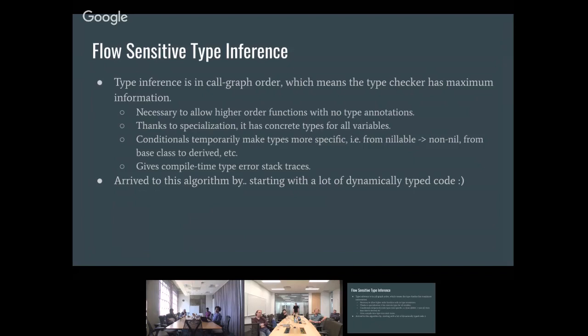The other big thing is that typing is what I call flow sensitive. It means that type inference works in the order of the call graph. That means that the type checker generally has maximum information because it knows the context where something is being called in. And this language has a lot of free variables and, again, like I said, higher order functions, which kind of require this level of information to be able to type check those kind of complex constructs without requiring you to actually write type annotations.